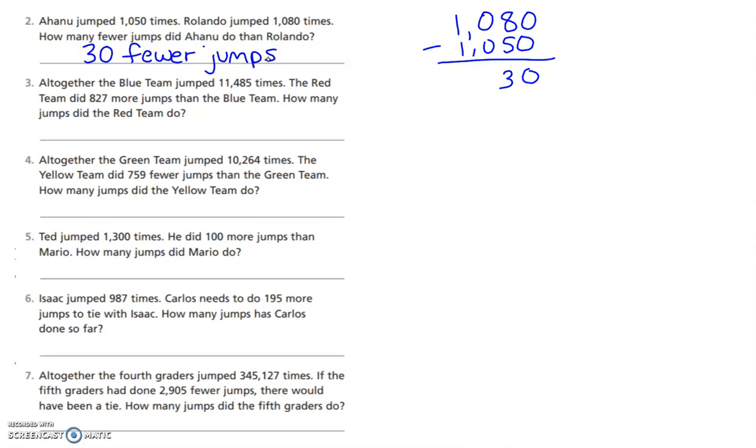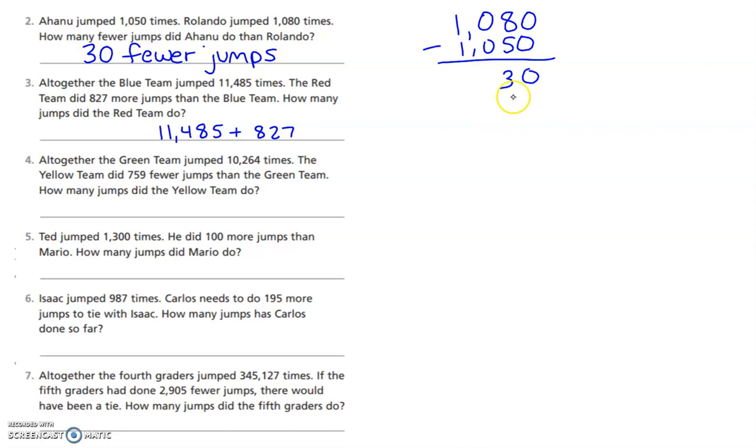On number 3, altogether, the blue team jumped 11,485 times. The red team did 827 more jumps than the blue team. So how many jumps did the red team do? In one like this, it's a good idea to ask yourself which team should have the larger number. So it looks to me like since the red team jumped more than blue, their answer should be higher than 11,485. So what that tells me that I need to probably do here is 11,485, and I'm going to add that 827 to it in order to find my answer.